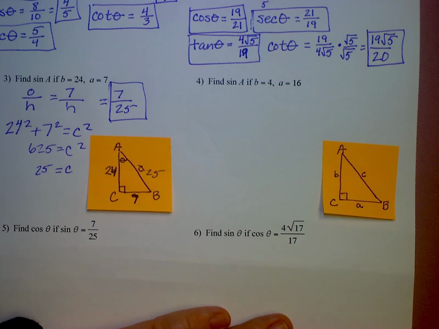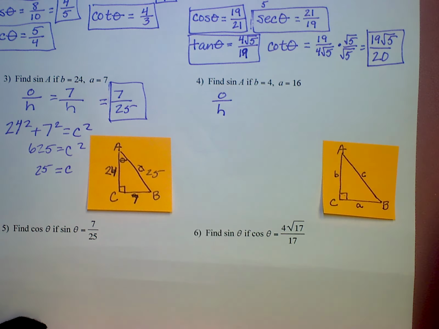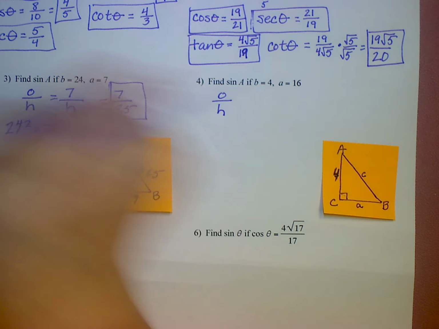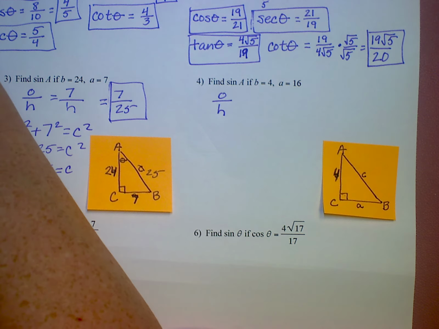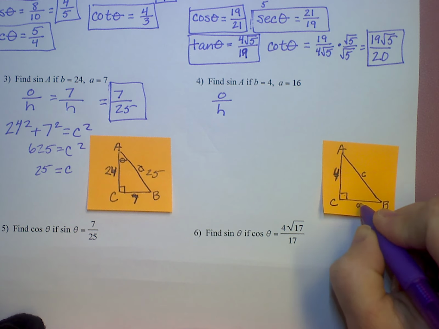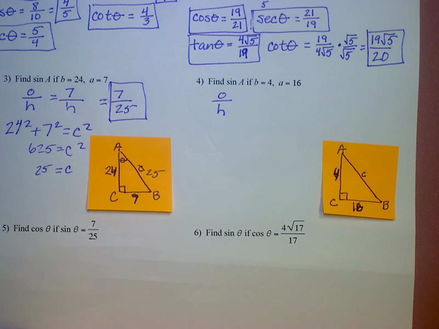All right, so find the sine of A if, again, sine is opposite over hypotenuse, if little b equals 4 and little a equals 16. Okay, I'm going to give you a minute to try that one. Okay. So same setup as before.